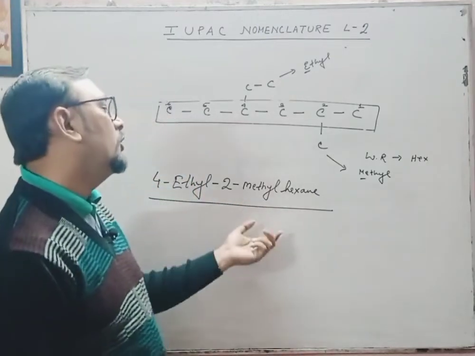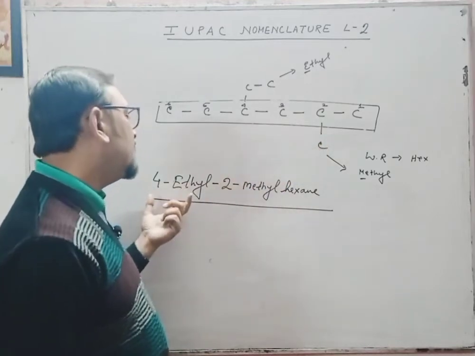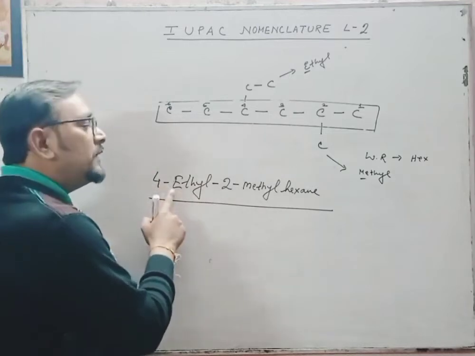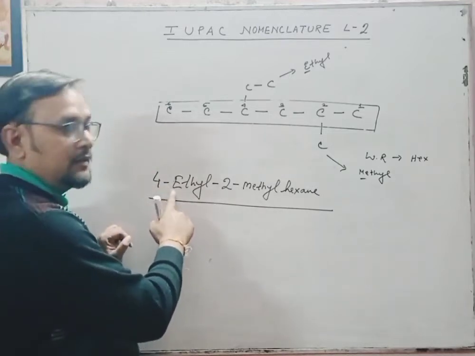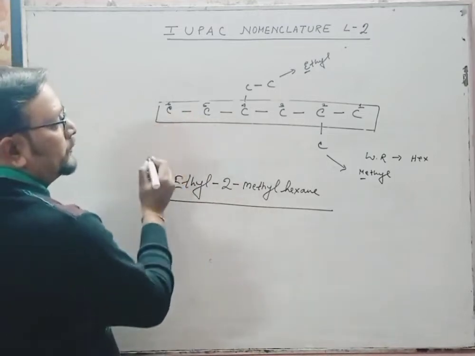You see, although methyl is coming first in the locant, I have started naming from ethyl. Why? Because in alphabetical order E comes first. Finally, you count and put the hydrogens.